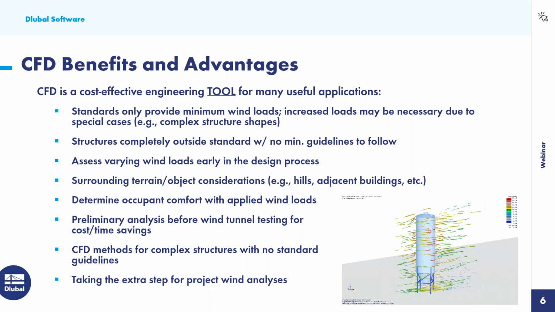We can assess the varying wind loads very early on in the design process. We can simply take our structure, put it in this numerical wind tunnel, and adjust that design again very early on based on these applied wind loads. A program like RWIND can also consider the surrounding terrain and object consideration. So if we have very complex hills or adjacent buildings, which is what we'll take a look at today, these are all going to affect the wind flow. Now, there are certain coefficients within the standard, but these are all generalized. So if we wanted a more in-depth study of that wind analysis, we could do so.